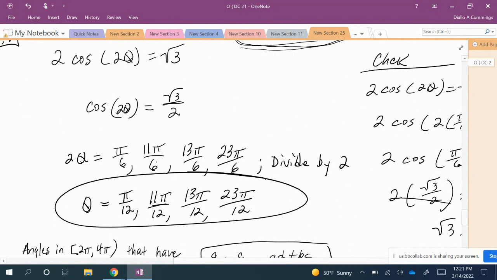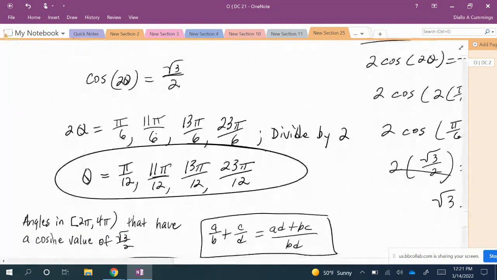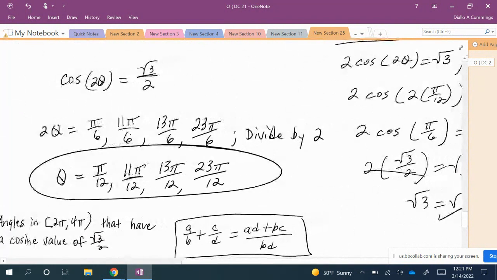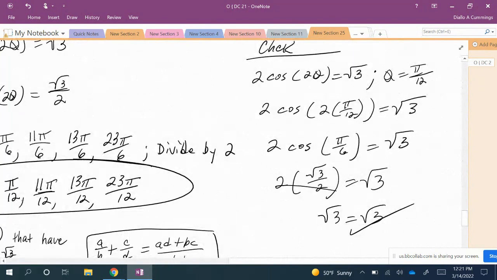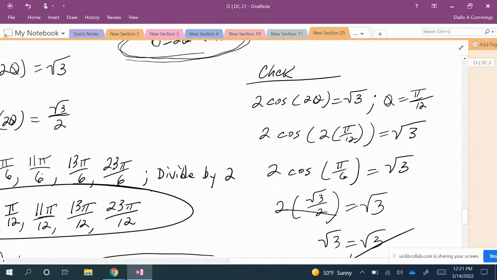And then the last thing we had to do was to divide by 2. You must divide by 2. We divided by 2, we found the 4 angle measures, and we also checked one. The others should check in a similar fashion.